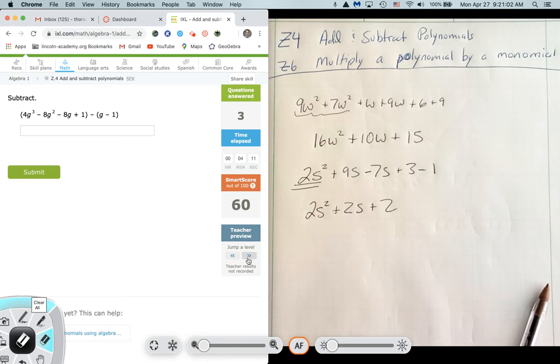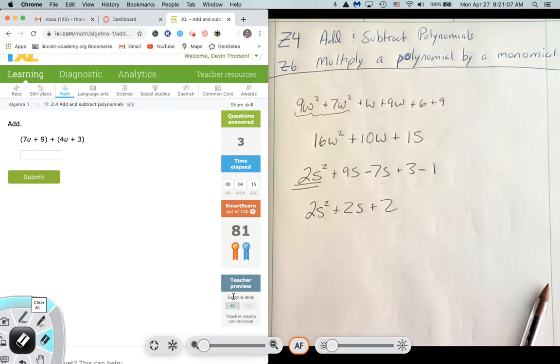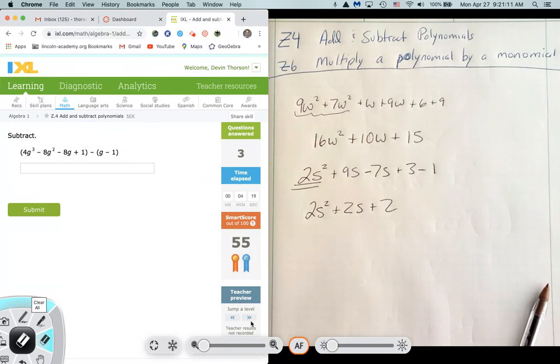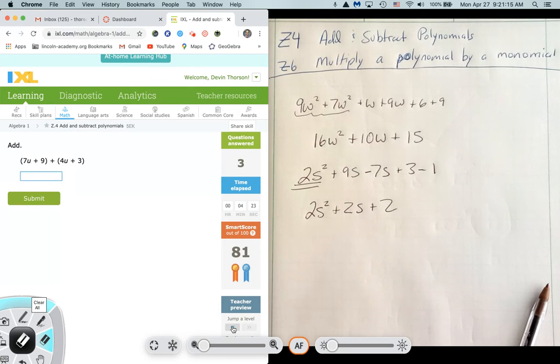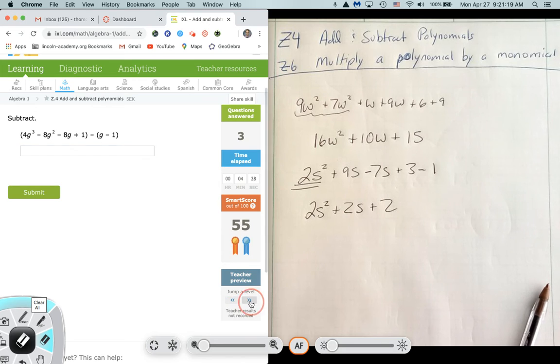So let's go to one more, and then I'm going to talk about the next topic, which is multiplying by a monomial. Could do this one, but I wanted to get one with 3 and 3 terms, because usually it will pop up with 3 and 3 terms, and maybe it won't.